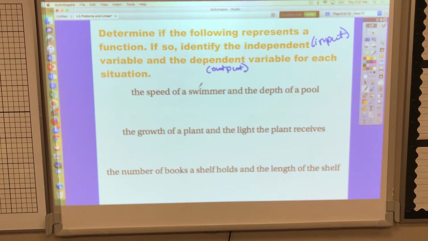So the speed of a swimmer and the depth of a pool, is there a relationship there? Does the depth of a pool determine how fast anybody swimming in that pool can swim? No. If I were to jump into a 6-foot deep pool, there's no way I would keep up with somebody on the swim team, because I am not a very good swimmer. So this is not a function, because at a depth of 6 feet, we could have multiple speeds.